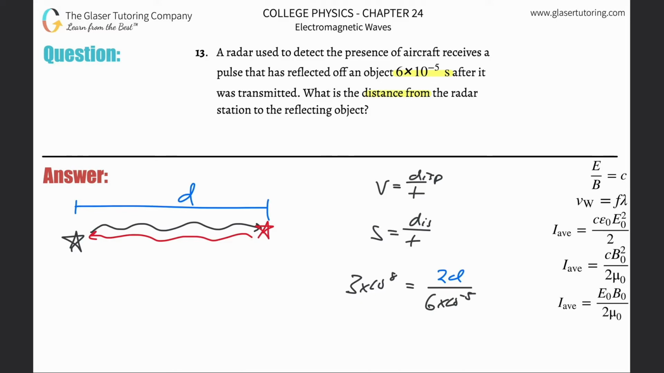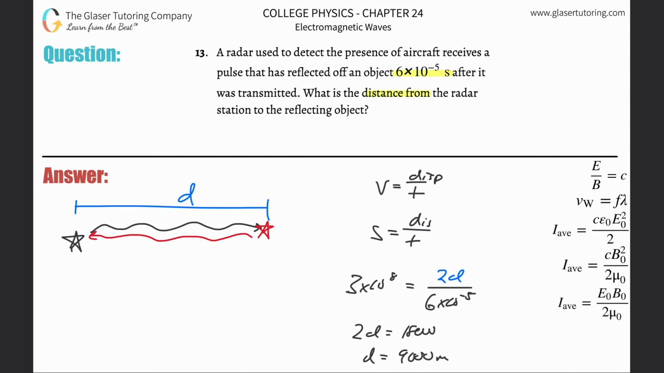Now, since I want to find just the distance of separation between the objects, I can simply solve this for D. Cross multiply, and that's going to work out to be 2D equal to 3 times 10 to the 8 multiplied by 6 times 10 to the minus fifth. This is about 18,000. Divide that by 2, and it works out to be about 9,000 meters.